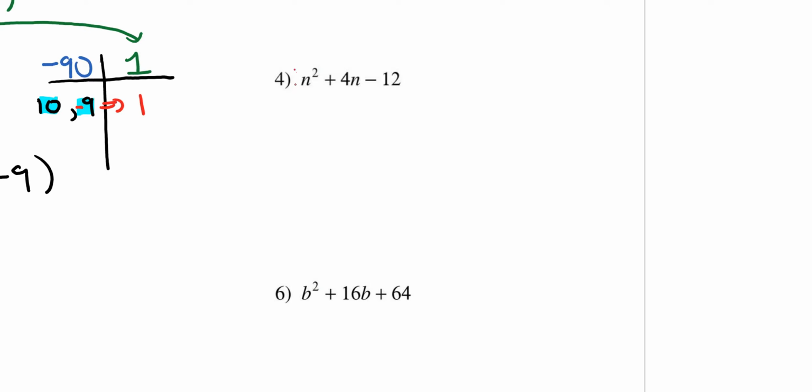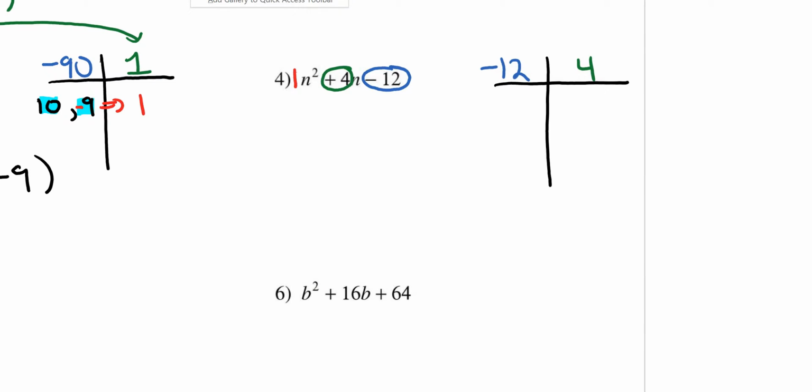Once again, there's a leading coefficient of 1 here, so let's set up the table here. I need two numbers that multiply to negative 12, and those two numbers need to add to 4. So two numbers that multiply to negative 12 and add to 4. The numbers I'm thinking are 6 and 2. And the negative sign should go on the 2 there, because 6 times negative 2 gives you negative 12, and 6 minus 2 would give you the 4.